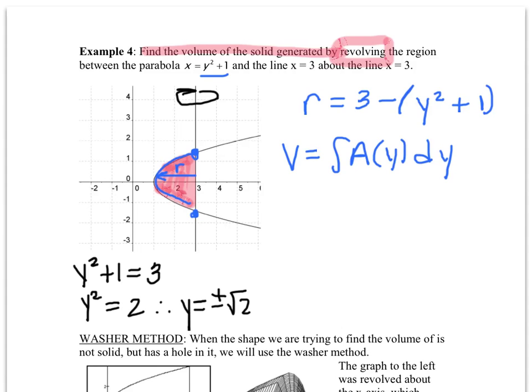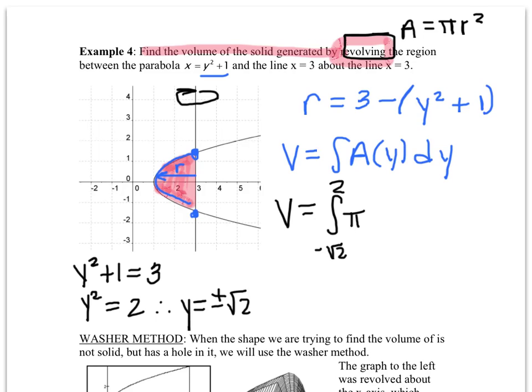Okay, so we're going to say volume equals the integral from negative rad 2 to rad 2, and because this is revolved, remember that means that the area of each cross section is a circle, pi r squared. So pi, we already determined that the radius is going to be 3 minus the quantity y squared plus 1. That's our radius. Don't forget to square it.